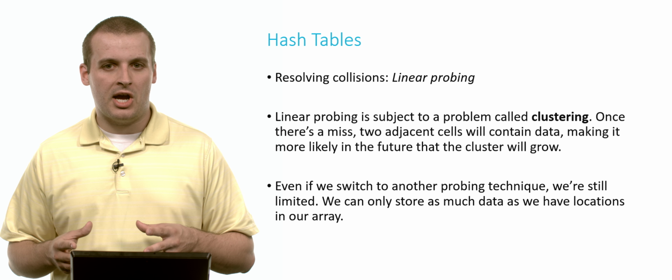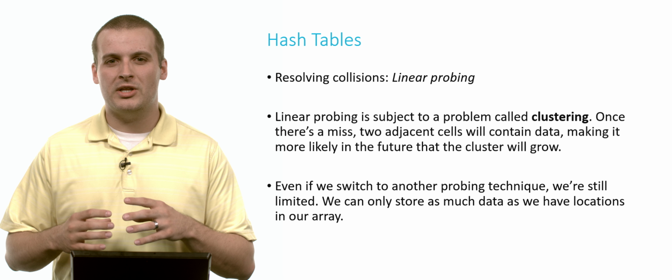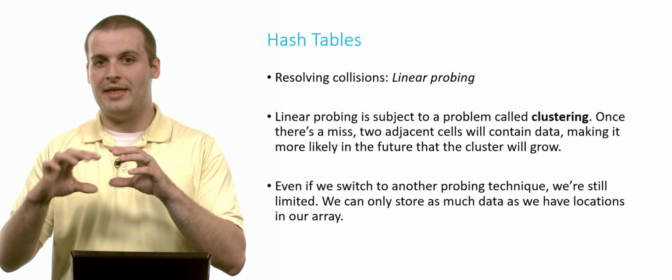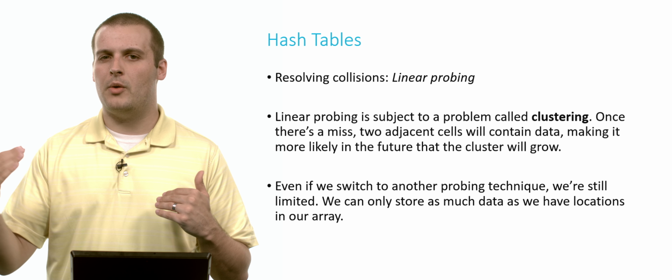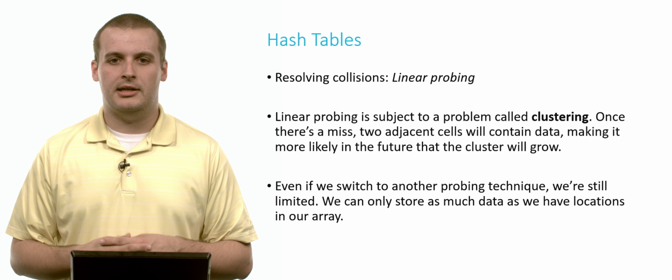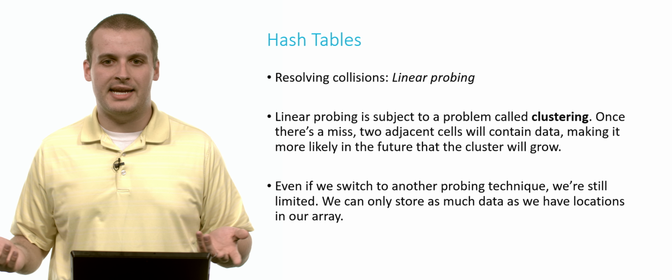This problem that we just saw is something called clustering. And what's really bad about clustering is that once you have 2 elements that are side by side, it makes it even more likely. You have double the chance that you're going to have another collision with that cluster, and the cluster will grow by 1. And you'll keep growing your likelihood of having a collision. And eventually, it's just as bad as not sorting the data at all.